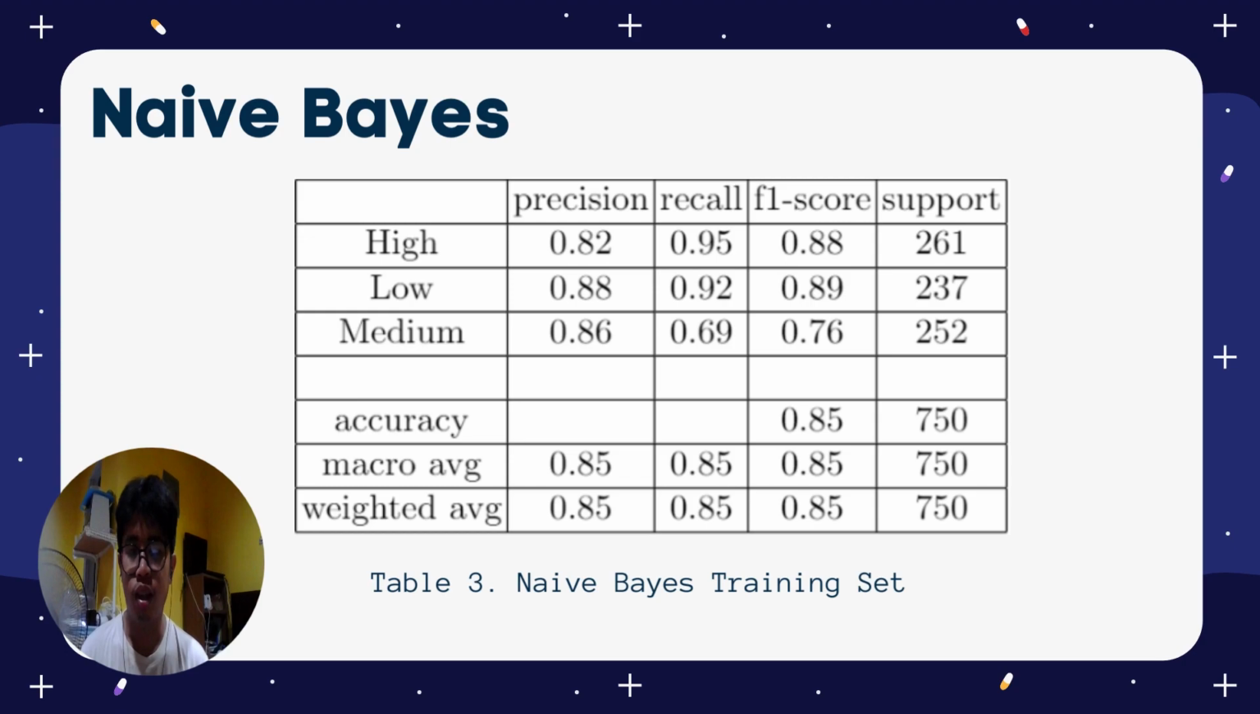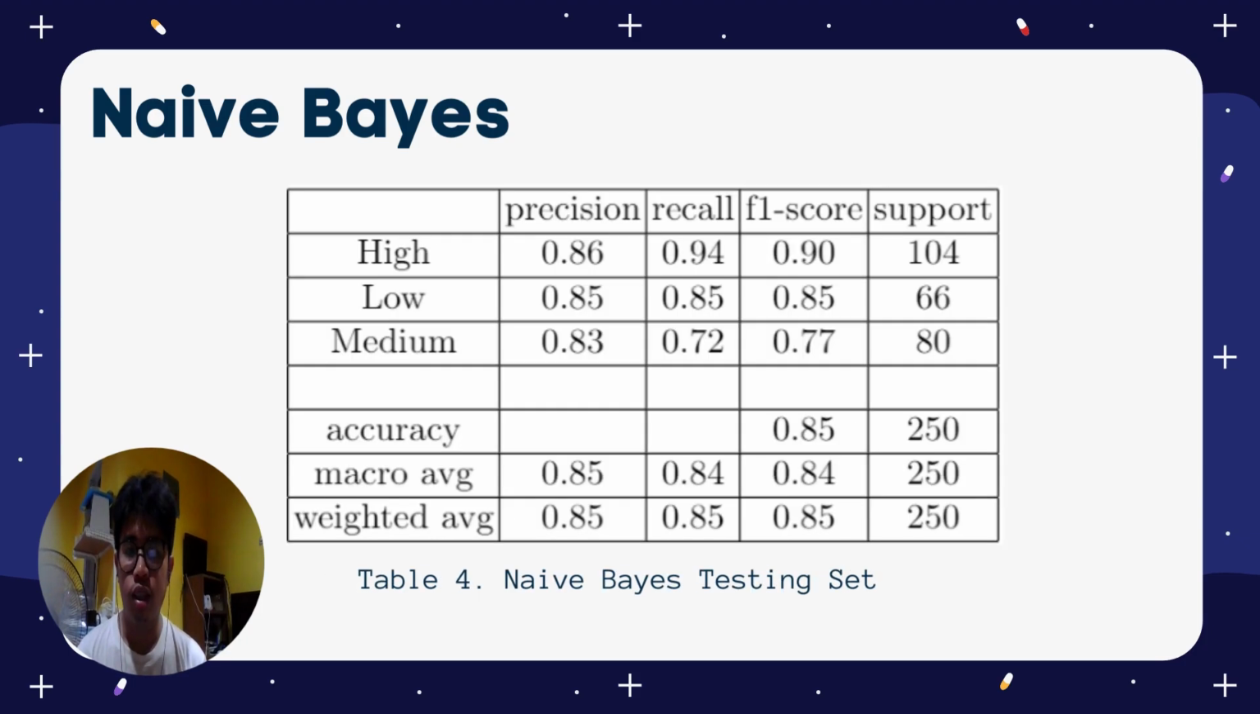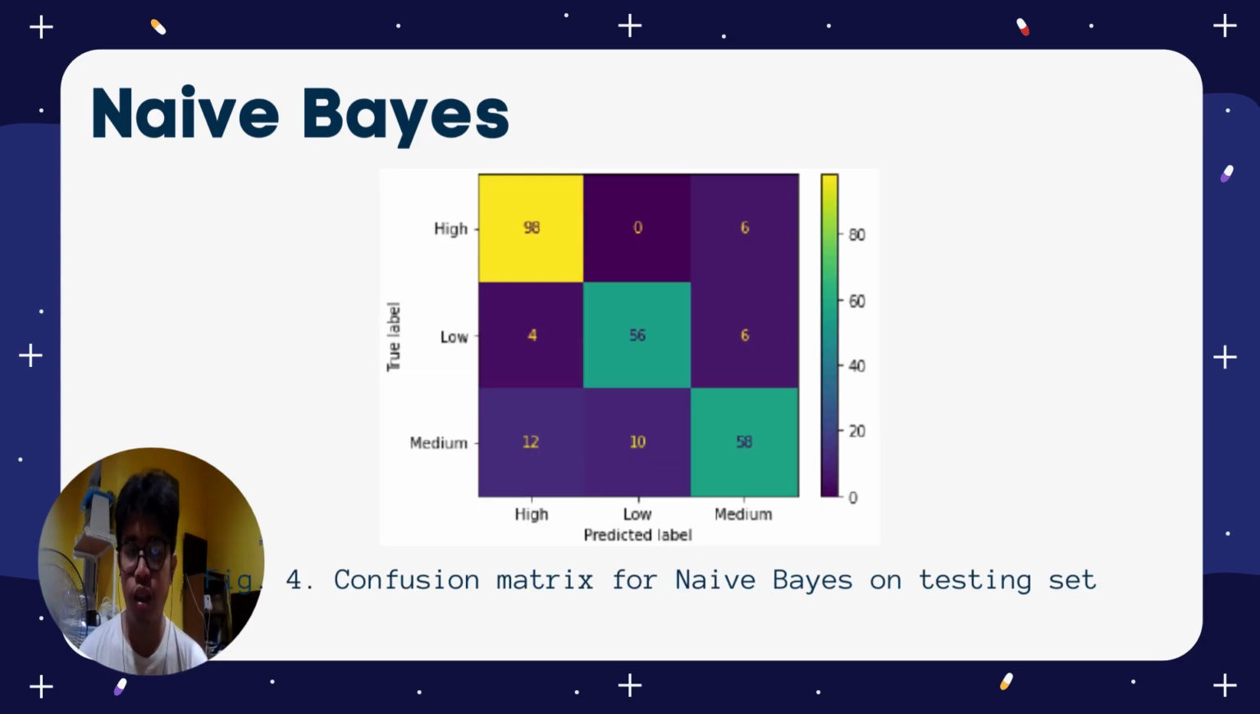For the naive Bayes model, it had an accuracy score of 85% on the training set with macro averages of 85% for precision, recall, and F1 score. Here is its confusion matrix for the training set. For the testing set, naive Bayes had an accuracy of 85% and macro averages of 85% for precision and 84% for recall and F1 score. Here is its confusion matrix for the testing set.